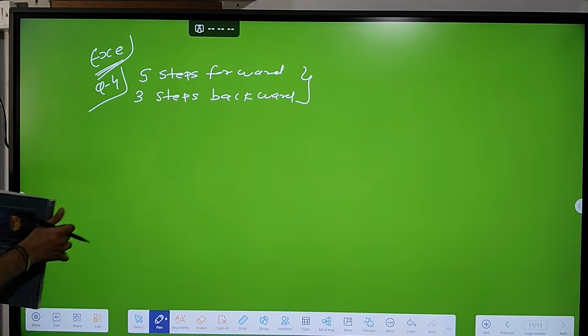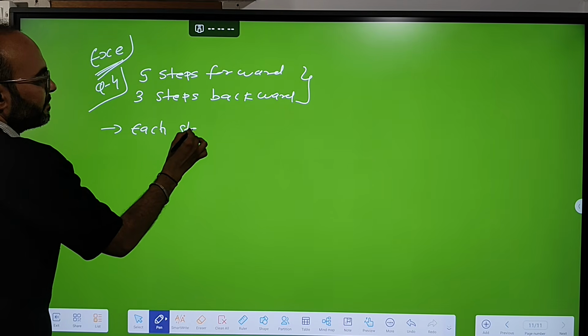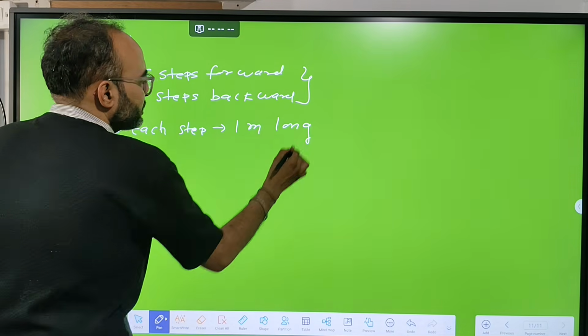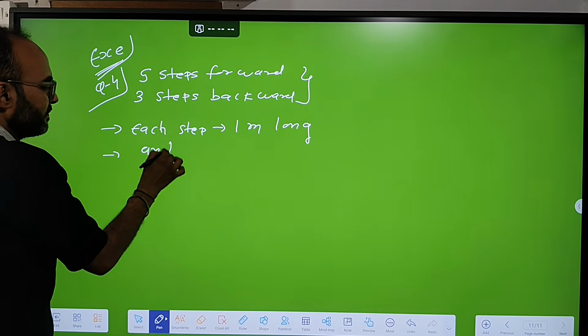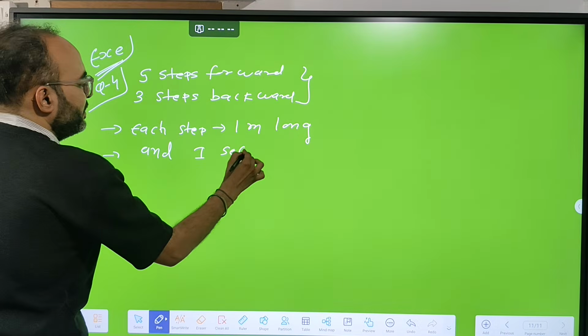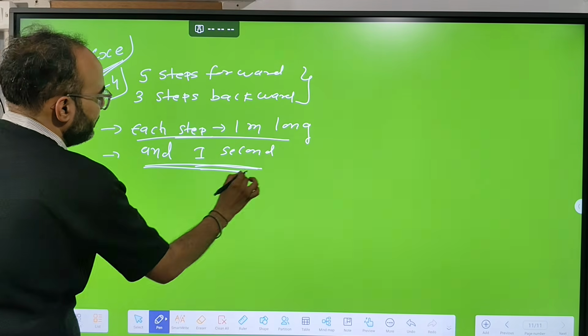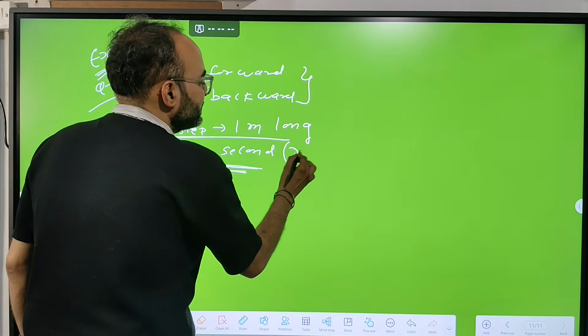Now, this is an exercise question from NCERT. Each step is 1 meter long and takes 1 second. So each step is 1 meter long, and the time required for each step is 1 second.